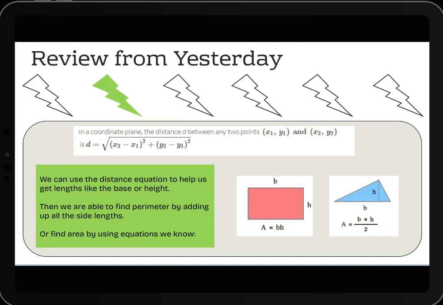So reviewing from last Friday, we have our distance formula here with our x and y coordinates, x1, y1, x2, y2, and of course we know the distance formula is there. We need to utilize that formula to determine the lengths of certain polygons or figures like rectangles and triangles. And that allows us to determine the perimeters and the areas of those figures, as we can see right here with the rectangle and the triangle.